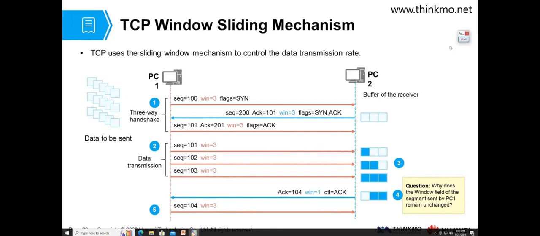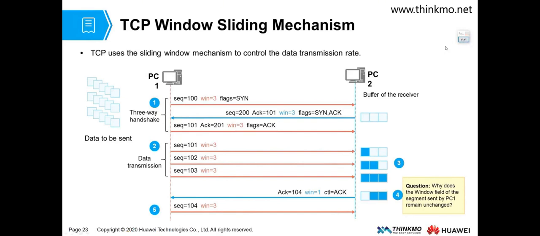Eventually, there comes a moment when we say the data has been completely transmitted. After the transmission is complete, we need to close the connection, which involves our TCP. The four-way handshake will be explained in the next lesson.